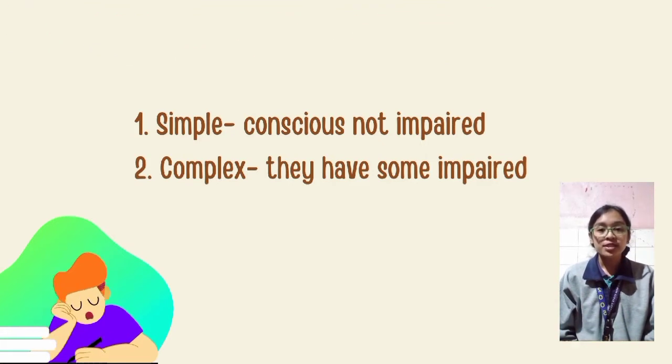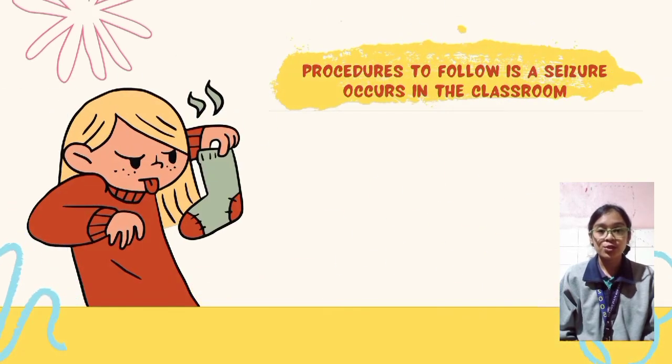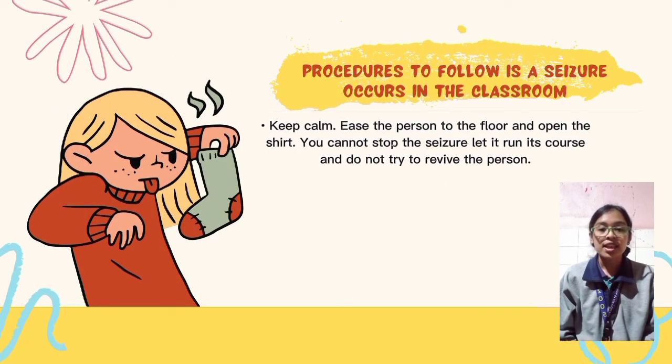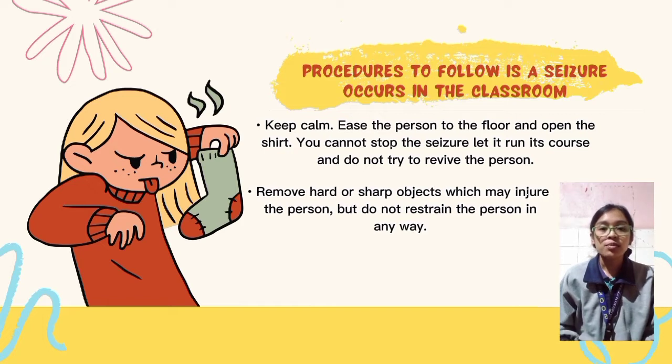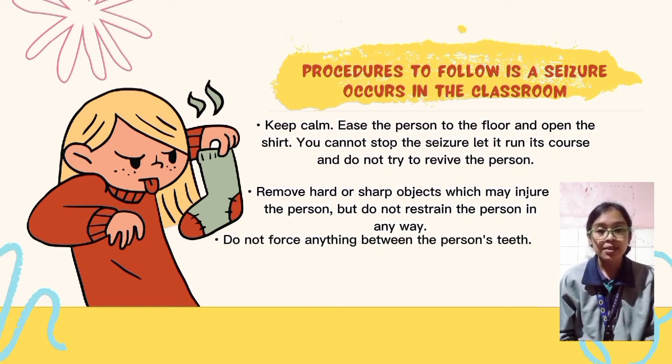So, procedures to follow if a seizure occurs in the classroom. Keep calm. Ease the person to the floor and open the shirt. You cannot stop the seizure. Let it run its course and do not try to revive the person. Remove hard or sharp objects which may injure the person, but do not restrain the person in any way. Do not force anything between the person's teeth.